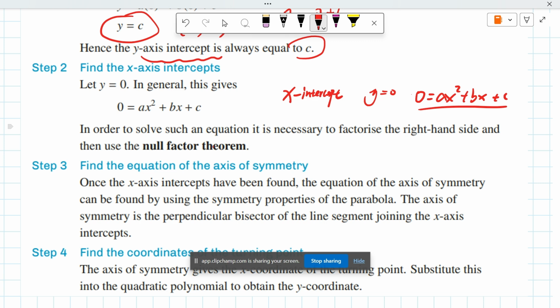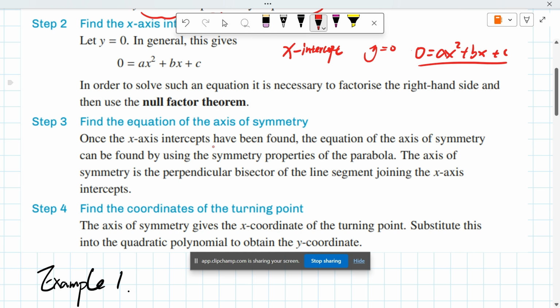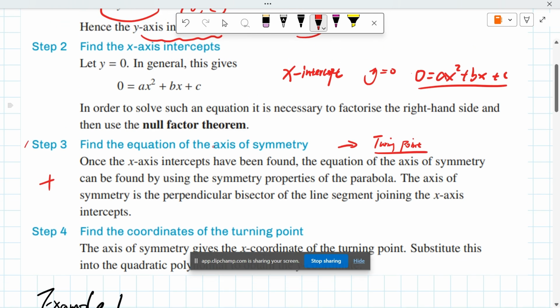And step three, find the equation of the axis of symmetry, which is how we find the turning point. If you can find the turning point, it will help you make the parabola much better. The turning point will be in the middle of your parabola. Then find the coordinates of the turning point. We're using steps 3 and 4 together to find the turning point.